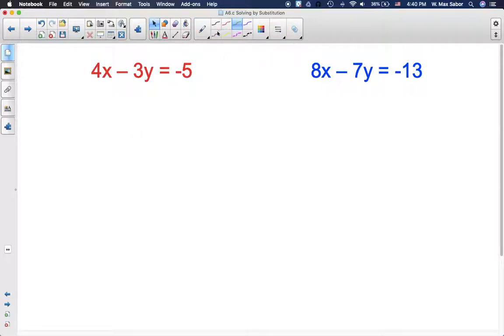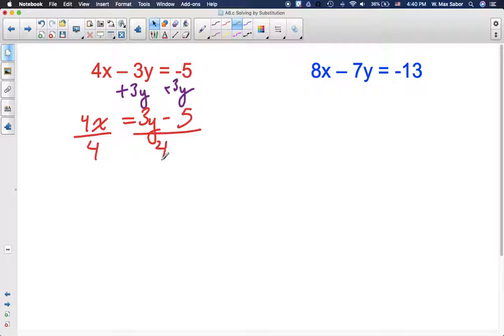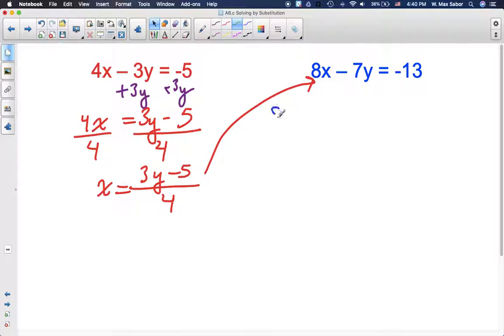Okay, we need to get x or y by itself first. I think it will be easiest to say get x by itself here. So let's add 3y to both sides. So 4x equals 3y minus 5, and divide by 4. So x equals 3y minus 5 over 4. That can be substituted in for x. Because it's equal to x, it replaces x.